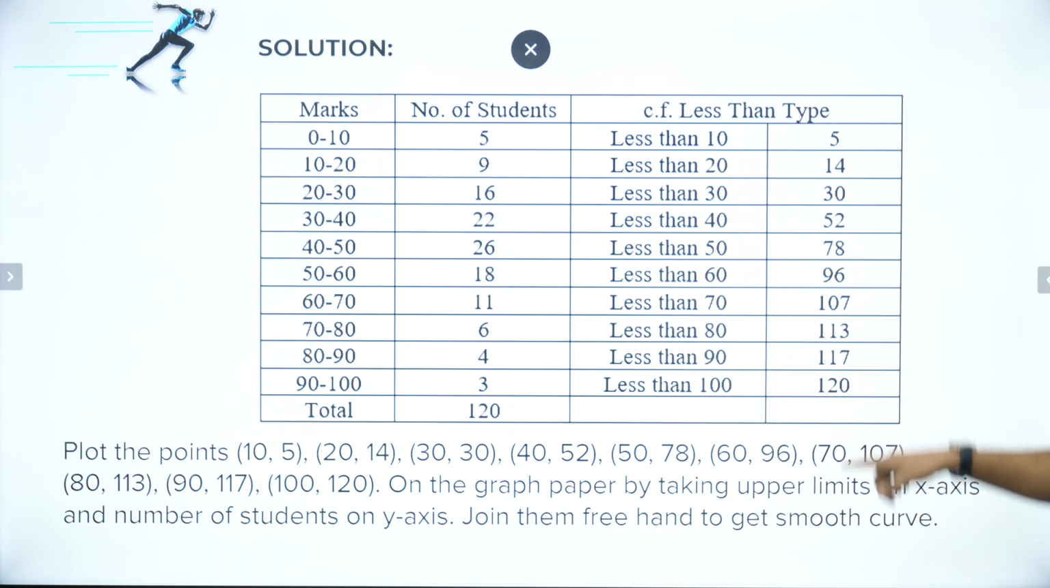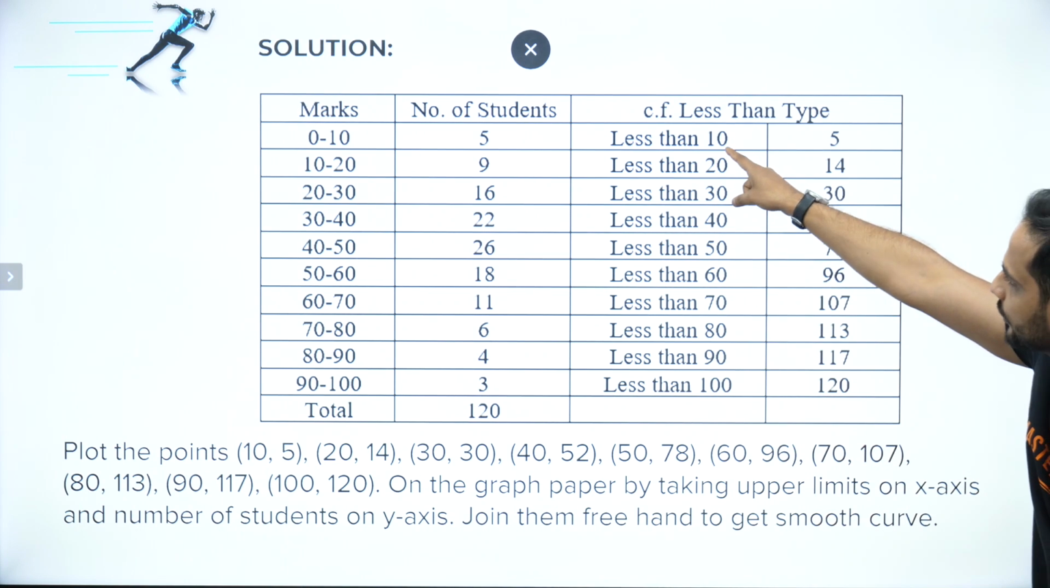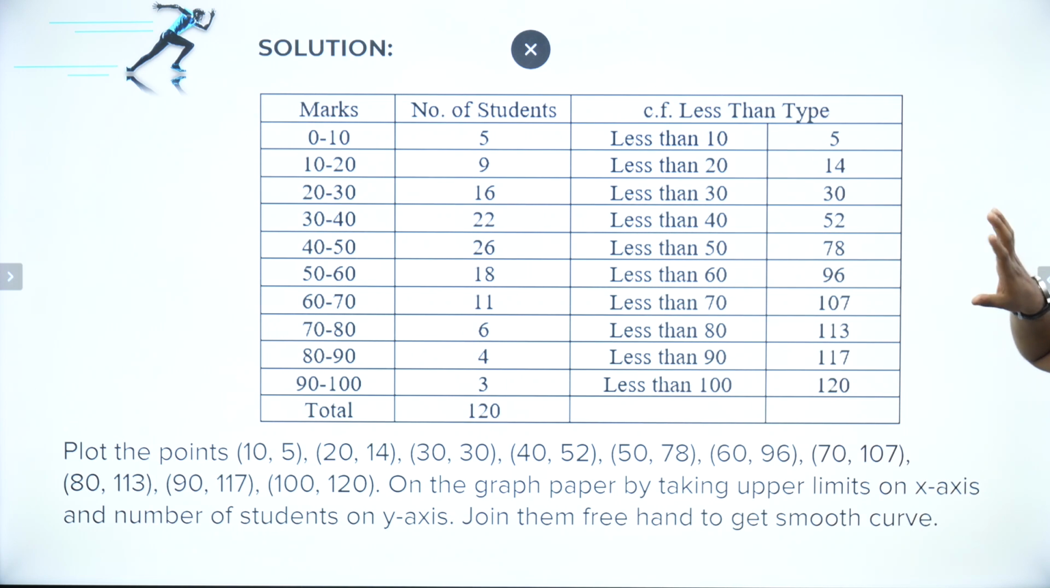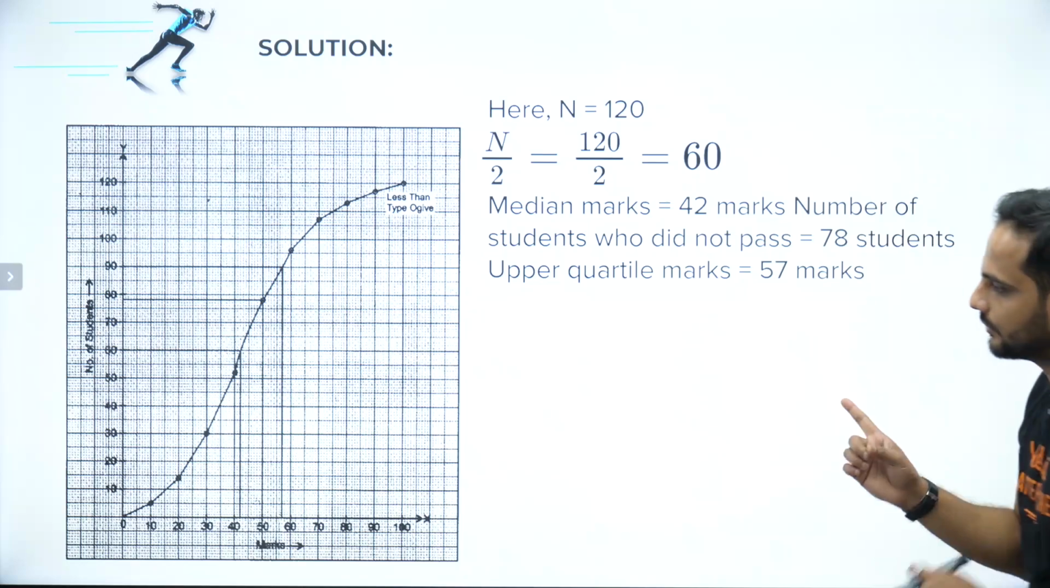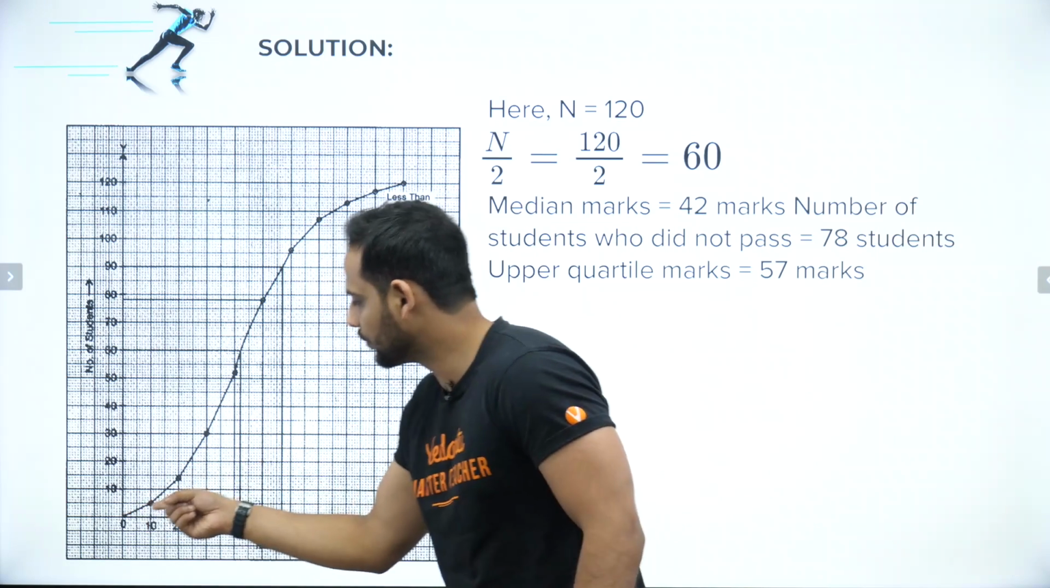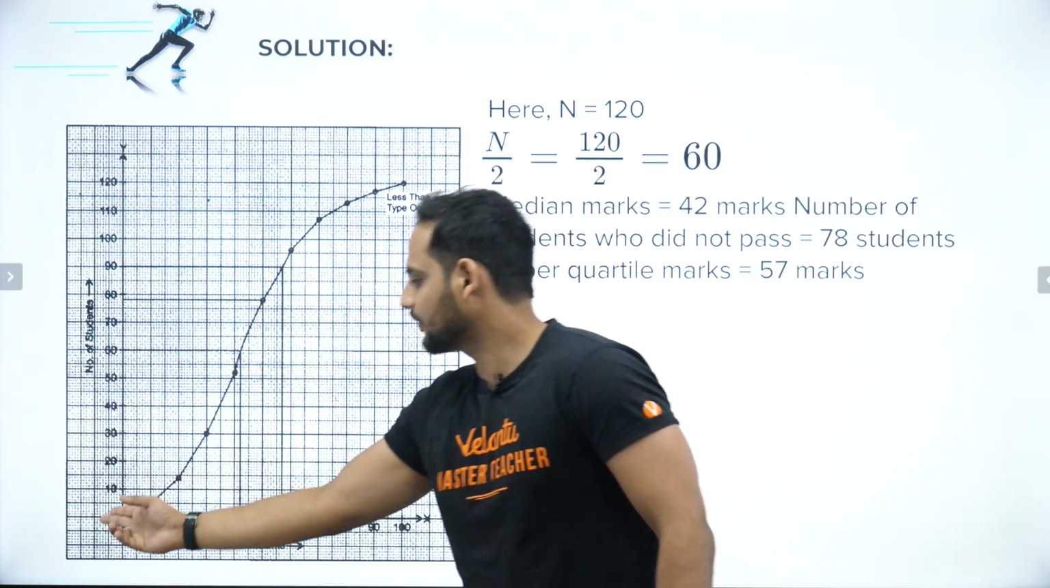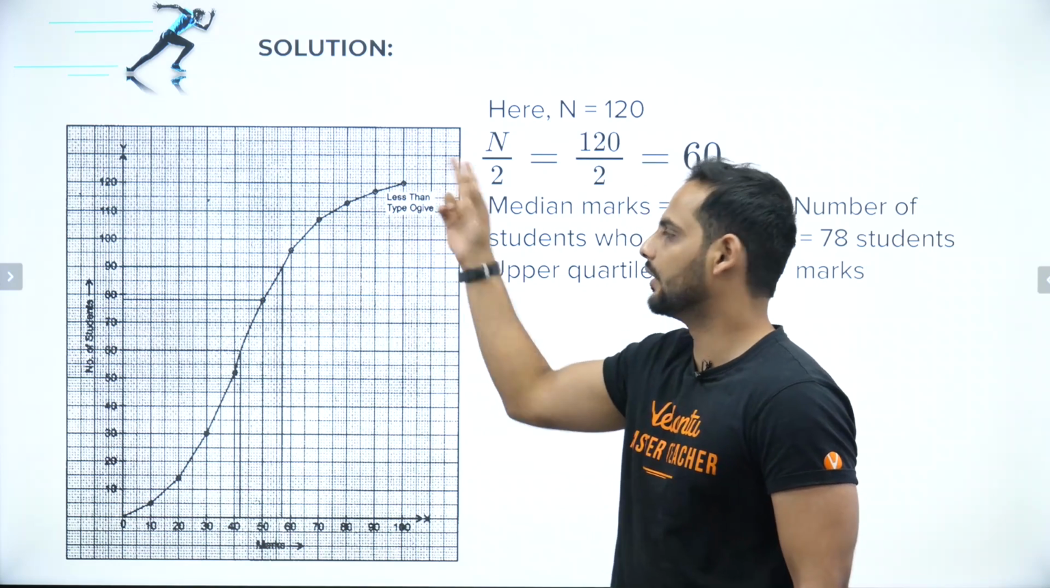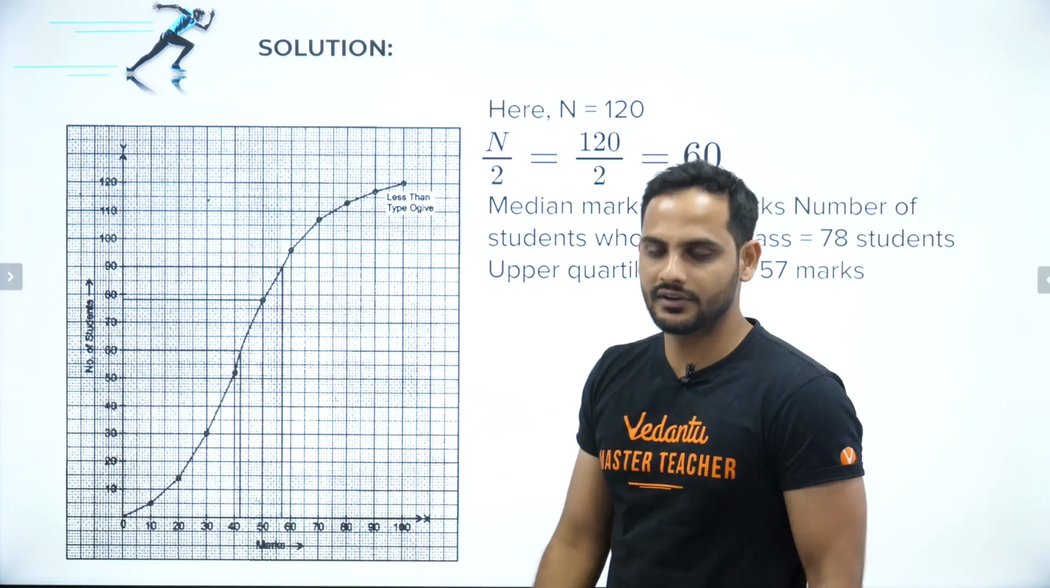As I have told you, now the plots which you are going to plot, this is going to be x coordinate, this is going to be y coordinate. Now if you put all these points, remember beta, the less than ogive will always go upward. That is what you will see. Starting from here, it will always go upward.